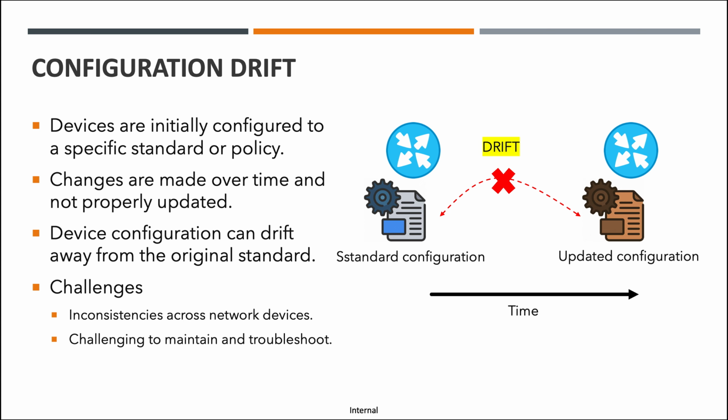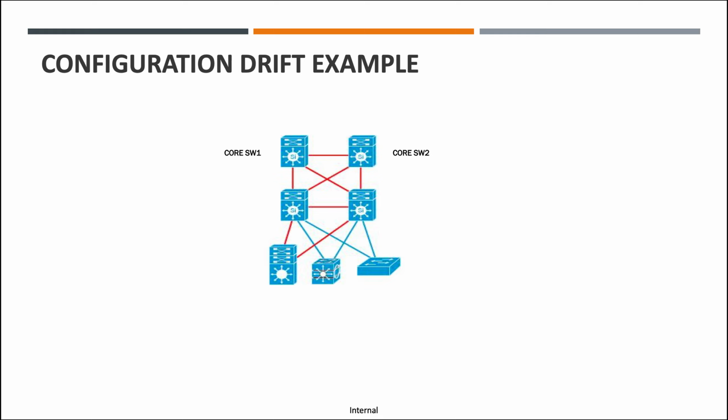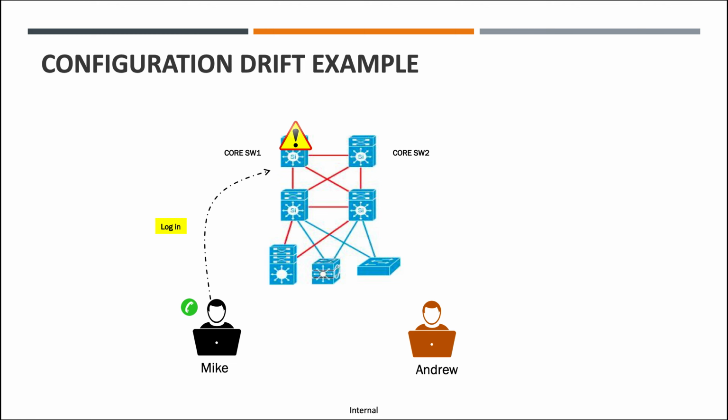Let me go ahead and explain with an example. Let me share one example of two network engineers, Mike and Andrew. Both are working for some enterprise called XYZ. Both are well experienced and very organized. Now, Mike receives a call one day regarding an issue on core switch 1. He logs into the device, fixes the issue, and solves the problem by changing some configuration on core switch 1.